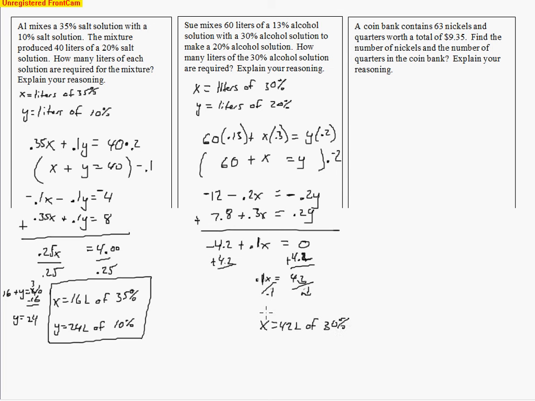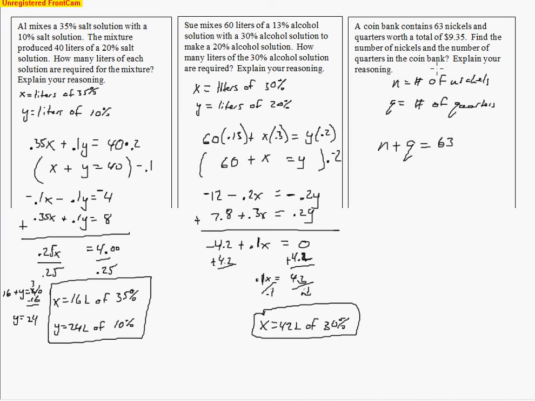That's what X represented. So moving on to the last problem here, and this one says that it's a coin problem. We're trying to find the number of nickels, and I'm going to call N equals the number of nickels. And we'll go with quarters, so we'll use Q, number of quarters. And it says that the coin bank contains 63 of those. So the number of nickels and the number of quarters equals 63. And the total value is $9.35.